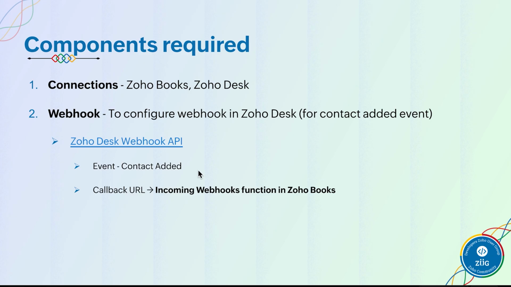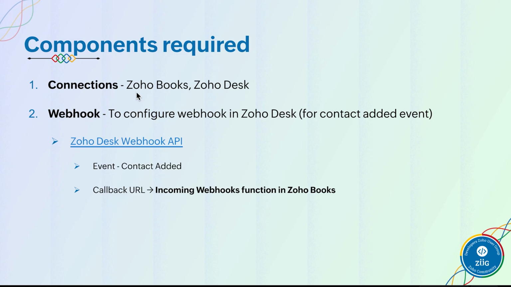To implement this use case within a Zoho Books extension on the Sigma platform, there are a few components that need to be put in place. I have listed the components on this slide and we'll go through them one by one. So the first is going to be the connections.